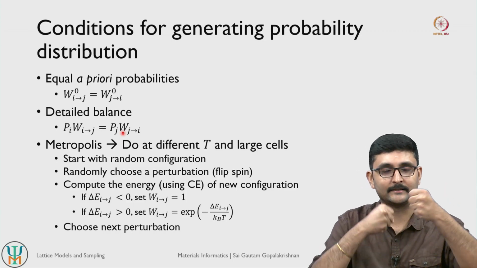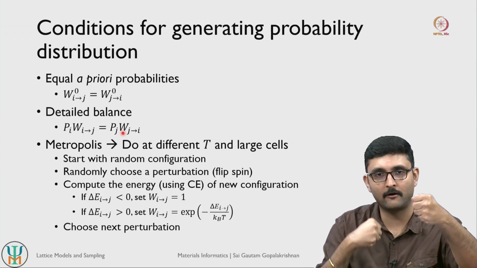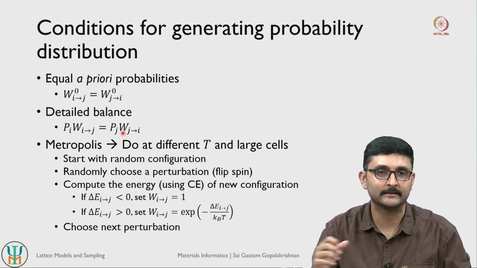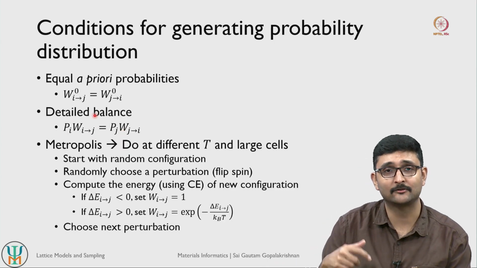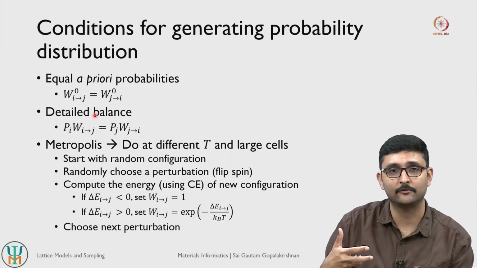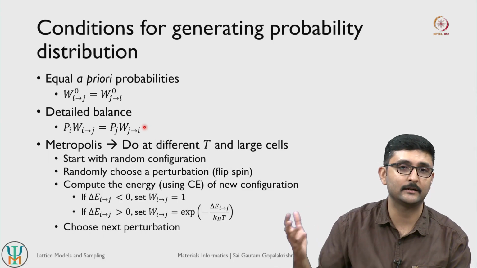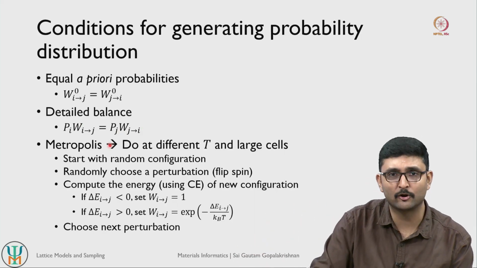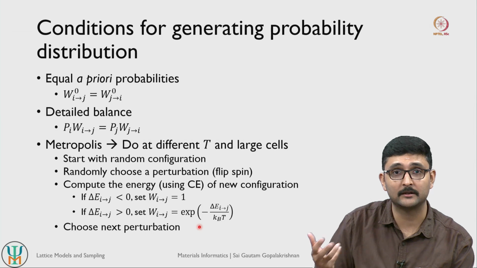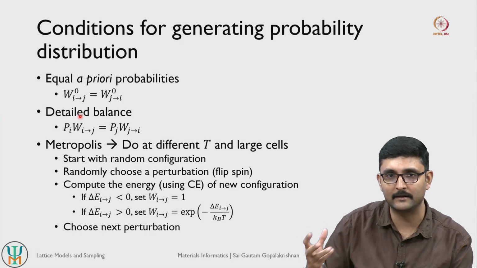So the rate for the forward reaction and the rate for the backward reaction should be the same, or the forward transition and backward transition should be the same. That is what is guaranteed by detailed balance, and as long as any sampling algorithm that you use satisfies detailed balance, you are guaranteed to get thermodynamically averaged quantities. You can show that the Metropolis algorithm satisfies detailed balance in a very trivial way.